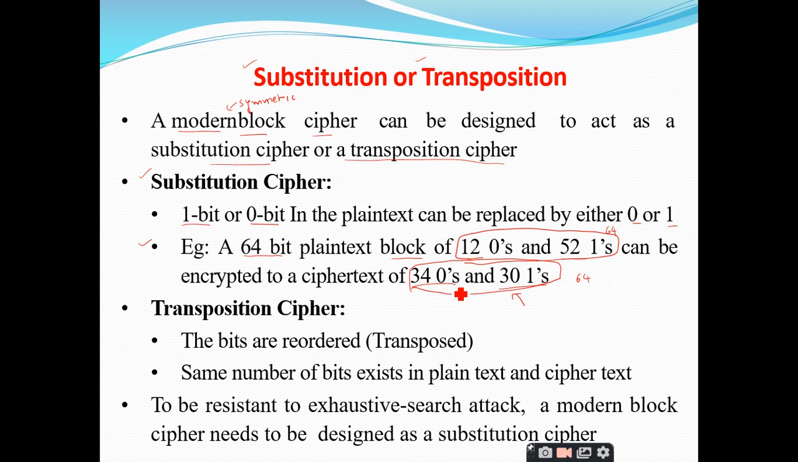the cipher text consists of 34 zeros and 30 ones. This is an example. Even it could consist of 50 zeros and 64 ones, or 48 zeros and some x number of ones. Like that, there can be different numbers of zeros and different numbers of ones, which is completely unrelated to the plain text. So if the intruder attacks the communication channel, what will he get? He will get the plain text or the cipher text?